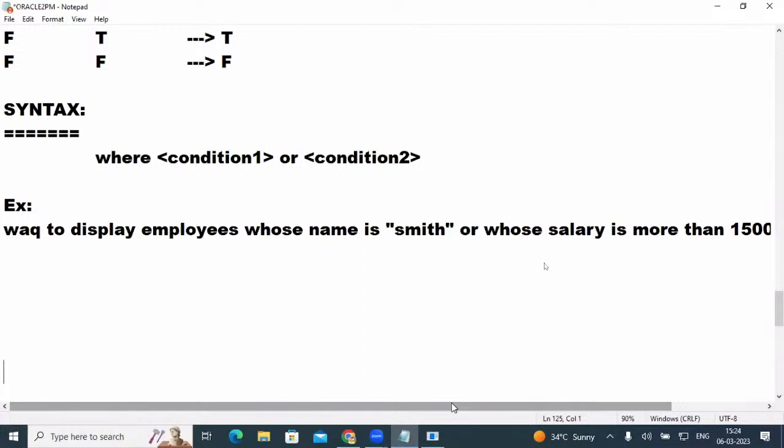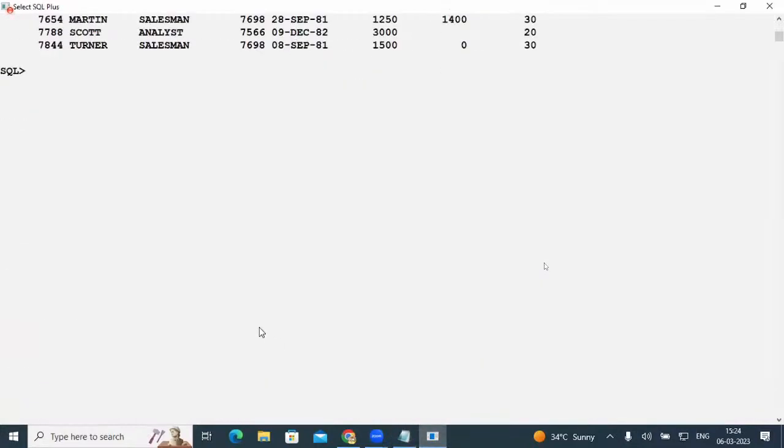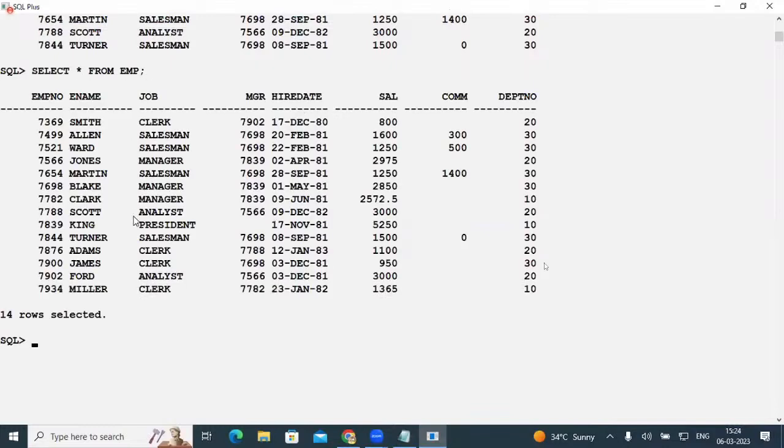Can I use AND? Let me try the AND operator first. Some people have a doubt. If I use the AND operator, what happens? First of all, check the table. Whose name is Smith? Smith is there? Yes. Condition true? So that means this row will come? Yes. When will this row come? When I'm using the OR operator.